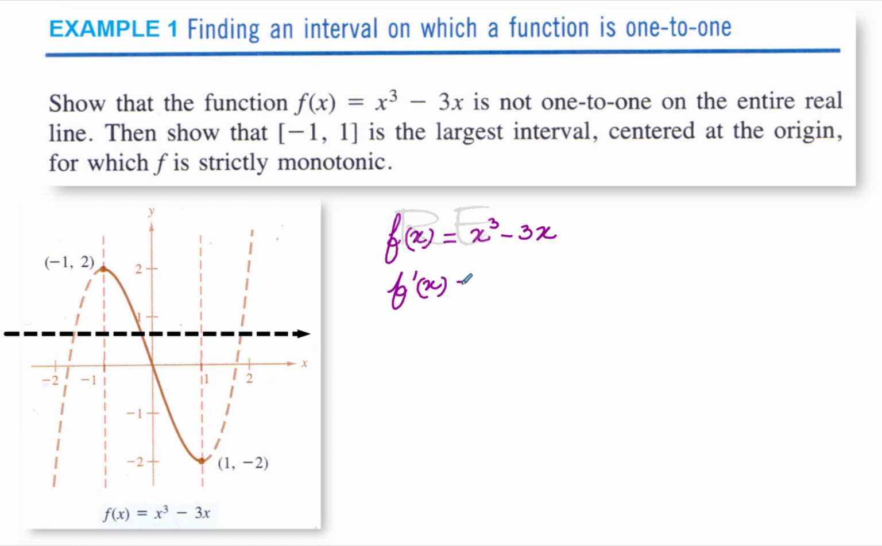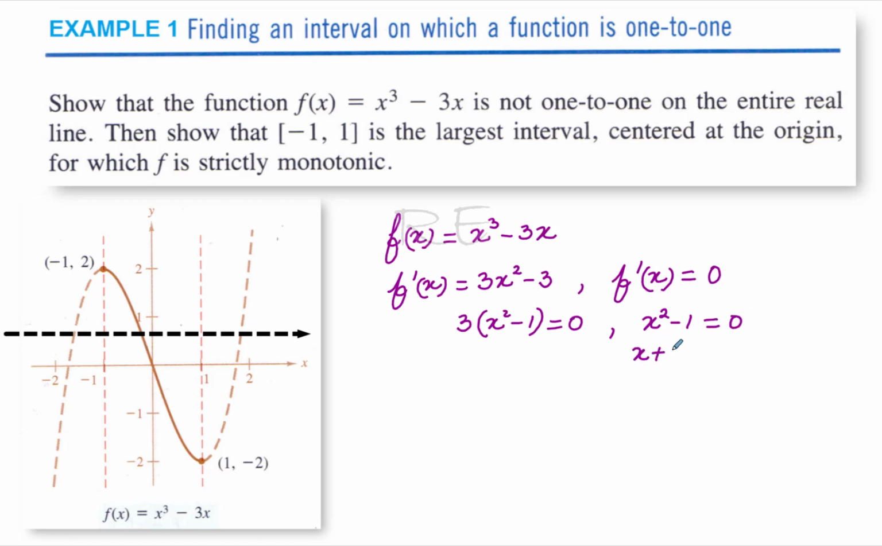f of x is equal to x cubed minus 3x. f prime of x is equal to 3x squared minus 3. Set f prime of x equal to 0. Therefore, we have 3 times x squared minus 1 equal to 0, and x squared minus 1 is equal to 0. x is equal to plus or minus 1.